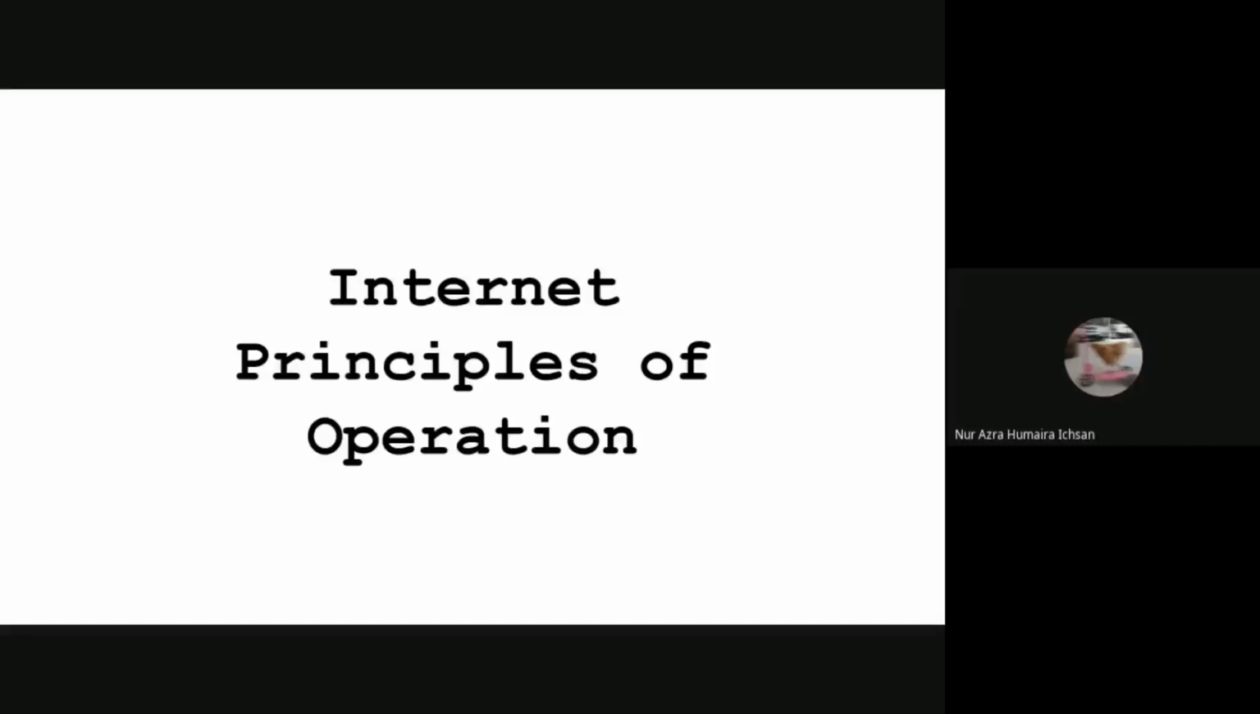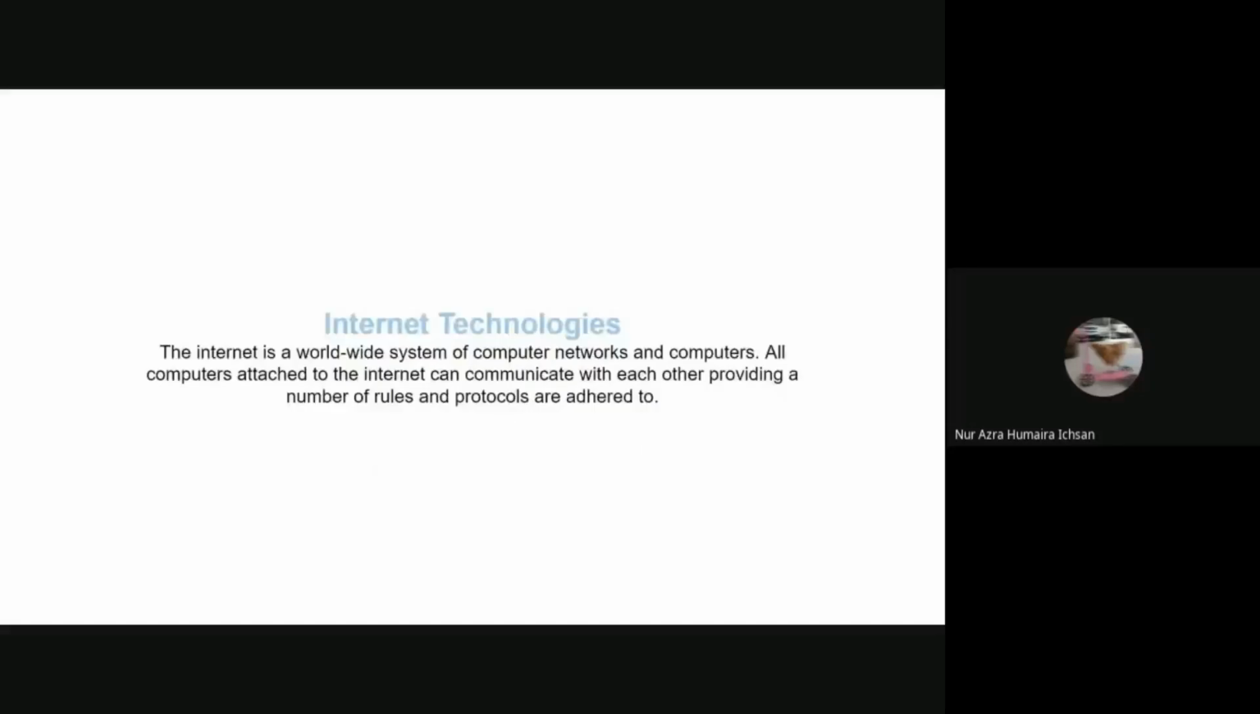Today we'll be discussing the Internet principles of operation. So, Internet technologies. The Internet is a worldwide system of computer networks and computers. All computers that are attached to the Internet can communicate with each other, providing a number of rules and protocols are adhered to. So there are a lot of aspects and sides that we're going to tackle today.